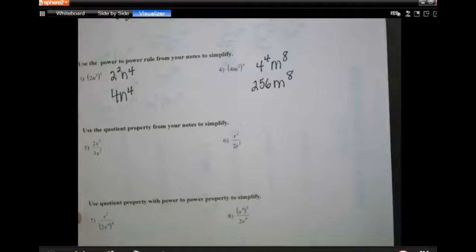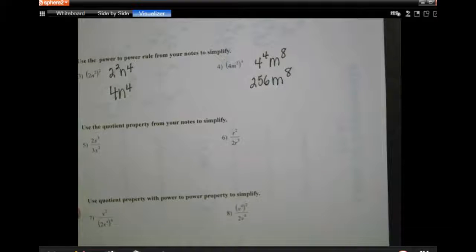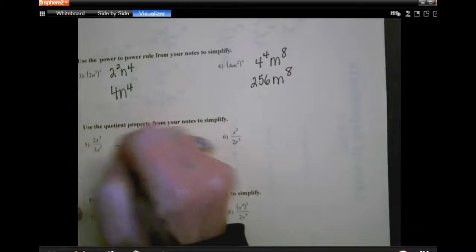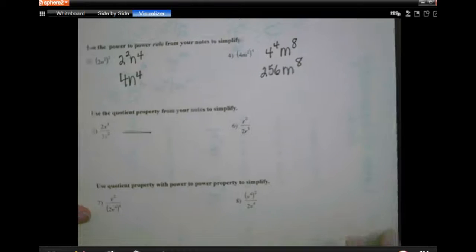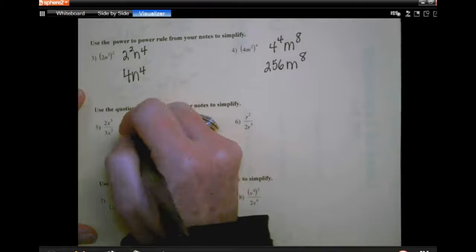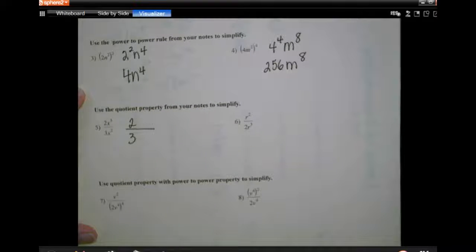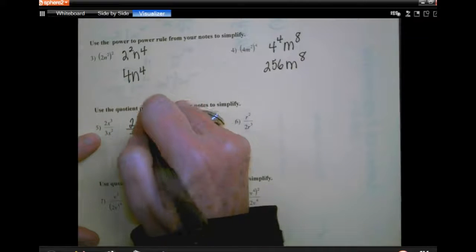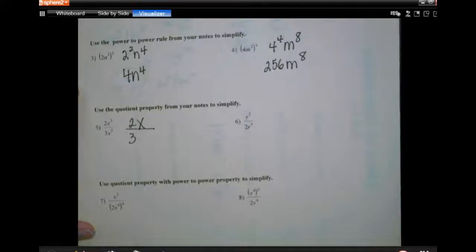Okay. So next we're using the quotient property. The quotient property means you're subtracting. So do I do anything with the 2 and the 3? Nope. X to the 3rd divided by x to the 2nd gives me 1x. It's positive, so it went on top.